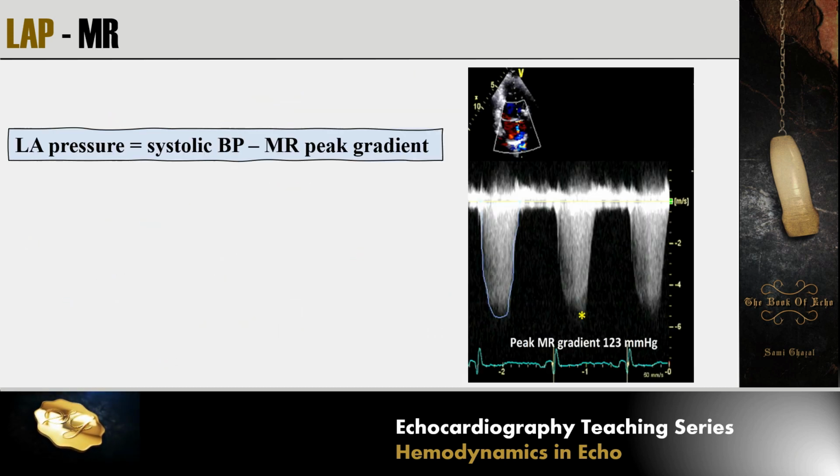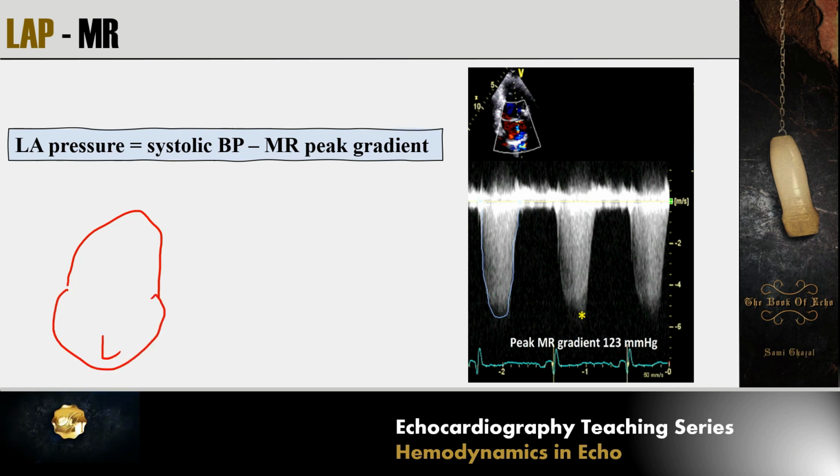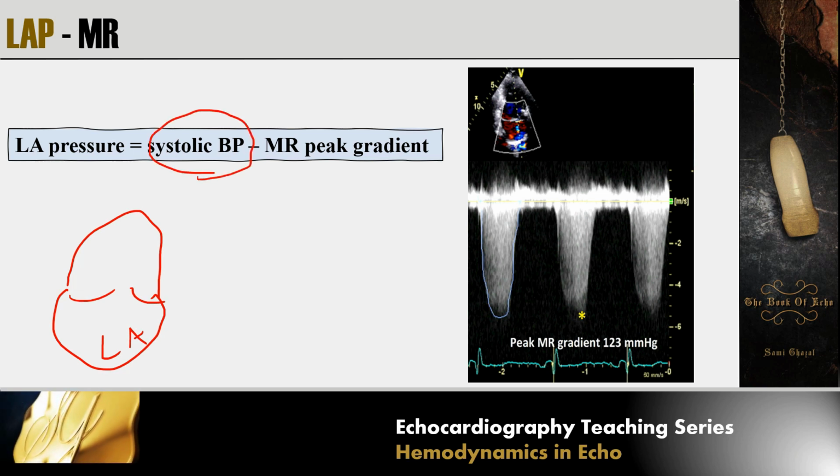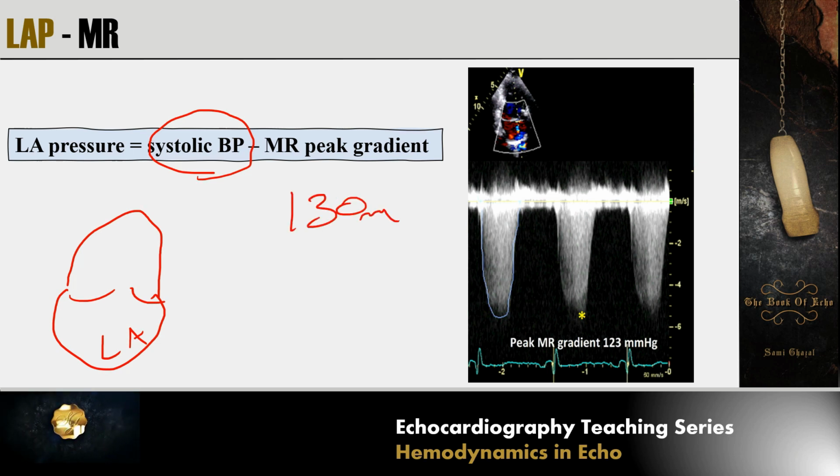Another way of estimation of LA pressure is from mitral regurgitation jet. As we know, mitral regurgitation will represent the pressure difference between LV, this is the LV, this is the LA here, and this is the mitral valve. So if we know the systolic blood pressure, let's say the systolic blood pressure in this example is 130 millimeter of mercury, the patient blood pressure is 130/70.